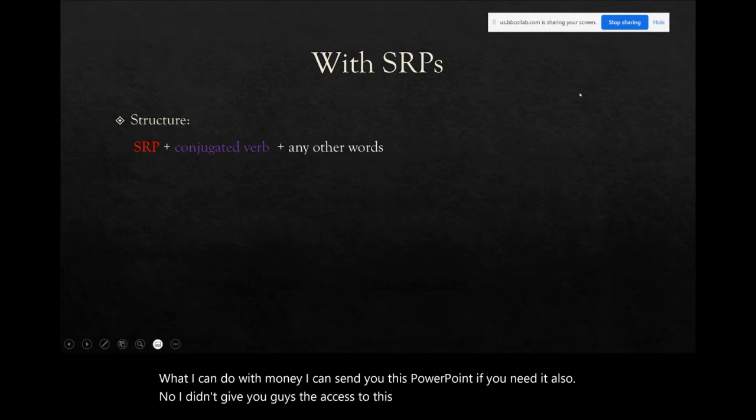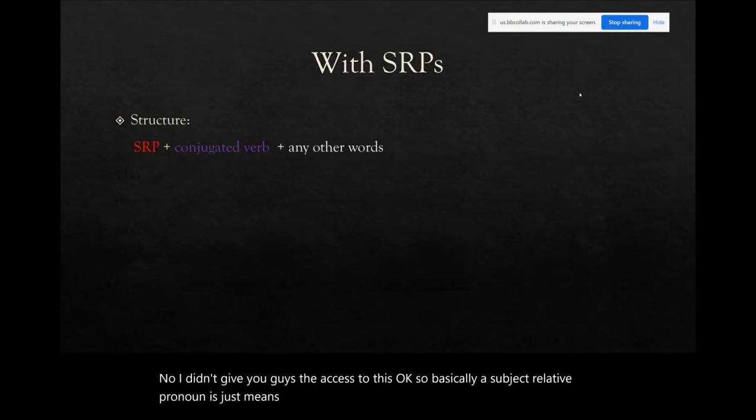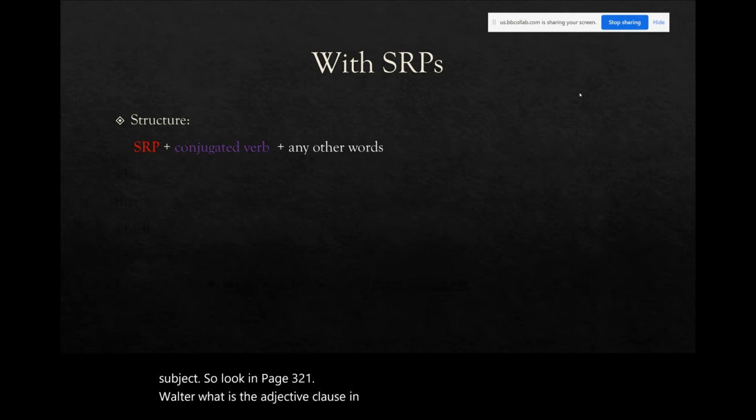Okay, so basically, a subject relative pronoun just means that the first word of the adjective clause is going to be the subject. So look on page 321. Walter, what is the adjective clause in letter E? Letter E is number 4, on page 321 at the bottom of the page. Letter E, it's in the green box.